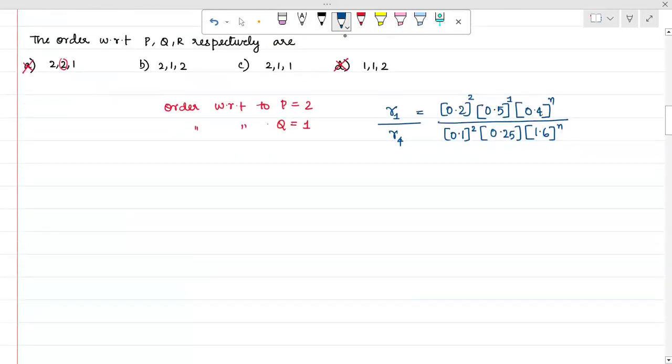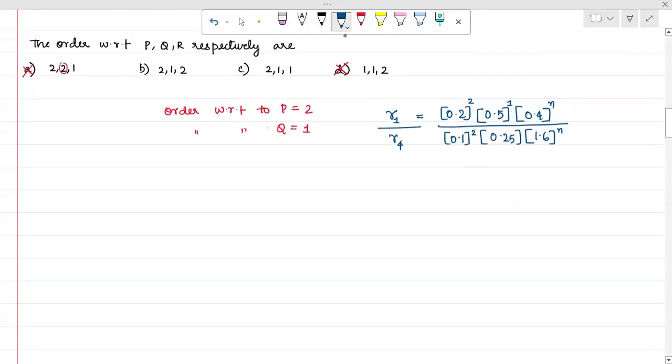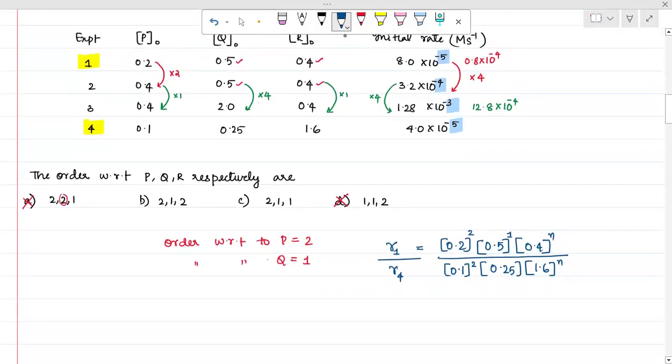Now this is what we have to solve. So let's check it once again. 0.2 to the power 2, 0.5 to the power 1, 0.4 to the power n, 0.1 to the power 2, 0.25. Okay. Now we'll consider the rates. What is the rate of the first experiment? It is 0.8 into 10 to the power minus 4 divided by 4 into 10 to the power minus 5. I can write it as 0.4 into 10 to the power minus 4. Both are the same. I have changed the powers. 4 into 10 to the power minus 5 is same as 0.4 into 10 to the power minus 4.